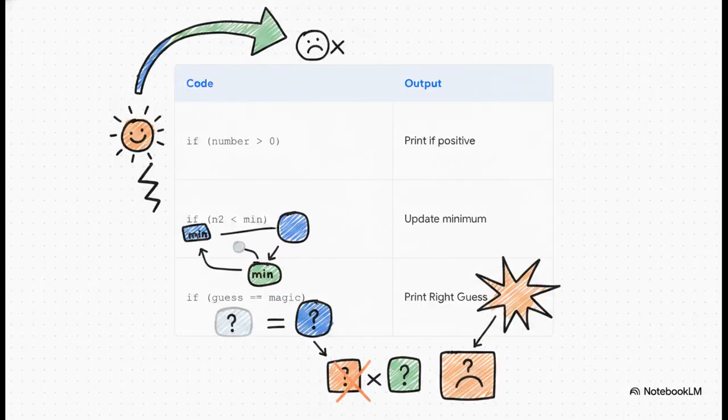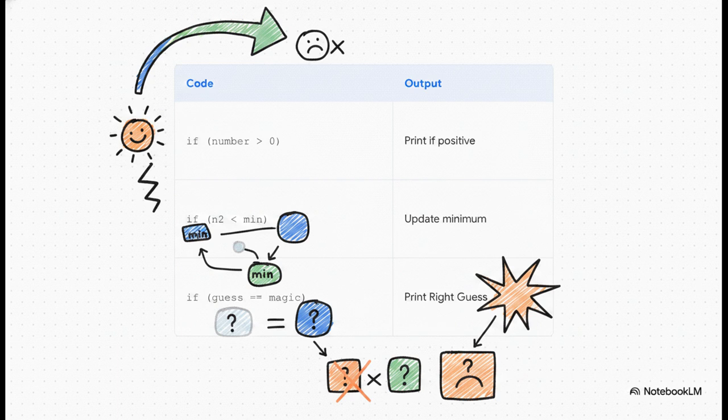Let's actually look at how this plays out in C++ code. Take our first example here. We ask the user for an integer, and we write a condition. Is this number greater than 0? If they enter a positive number, the condition is true, and the program prints out a little success message. But if they enter a negative number, the condition is false. The code block is completely skipped and the program just moves on.